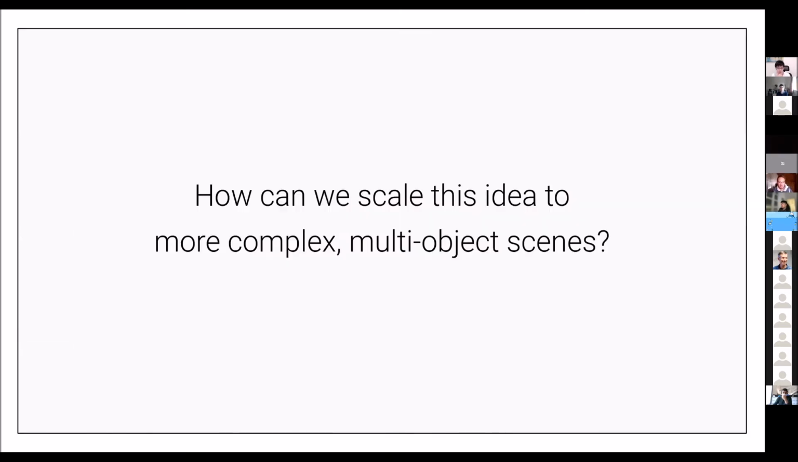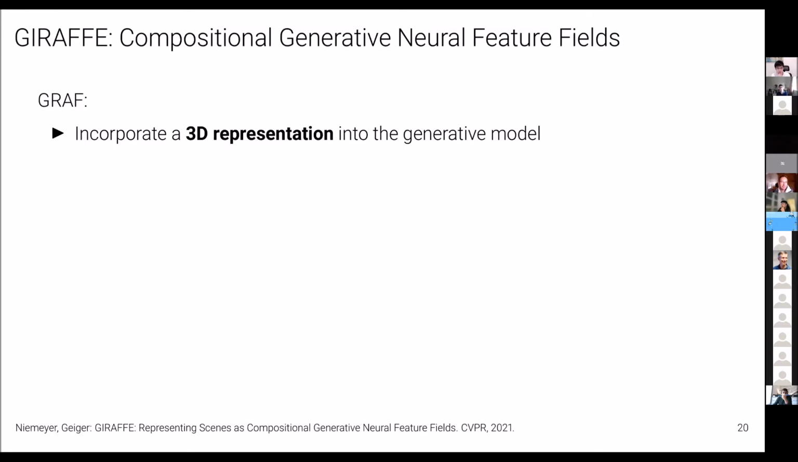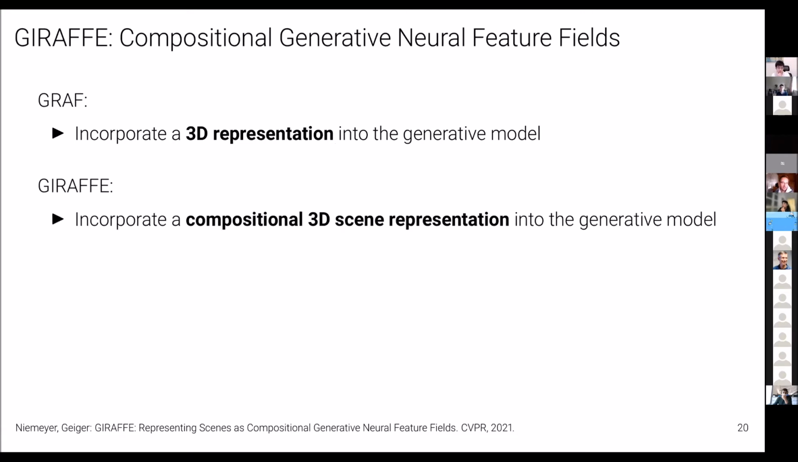The next thing we wondered is, well, how can we scale this idea to more complex multi-object scenes? And this is where we started working on GIRAFFE, which is this CVPR 21 paper. In GRAF, we incorporate a 3D representation as an inductive bias into the generative model, as we have seen. What we do now in GIRAFFE is that we incorporate a compositional 3D scene representation into the generative model. The difference is that now we have a compositional model. And again, we want to train this in an unsupervised fashion from an unstructured, unposed image data set. So the data set doesn't change, only the model changes.